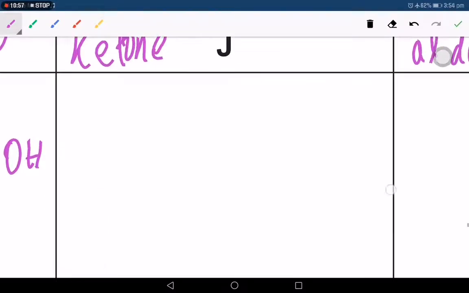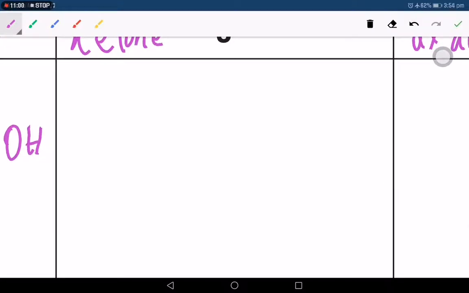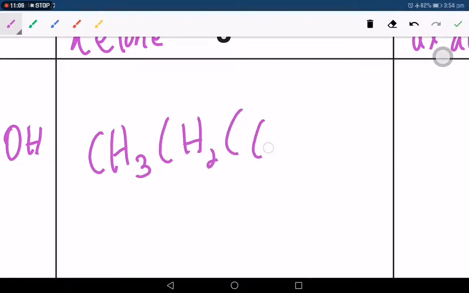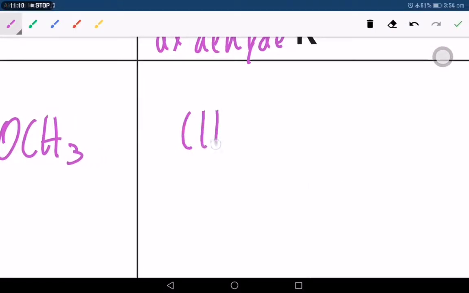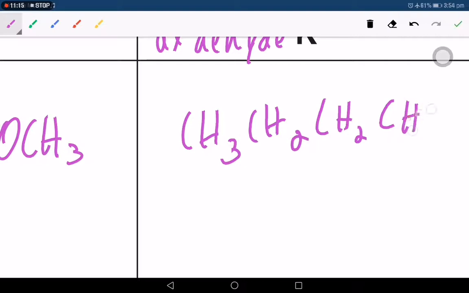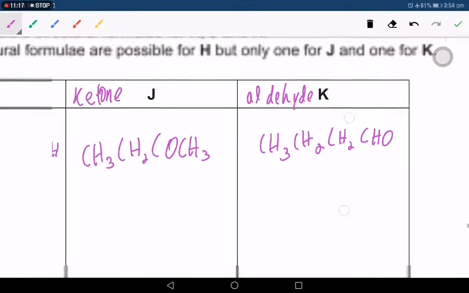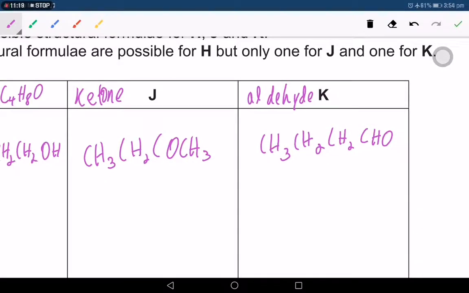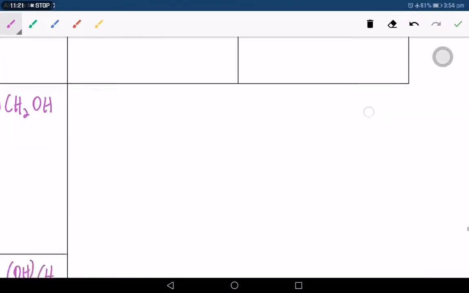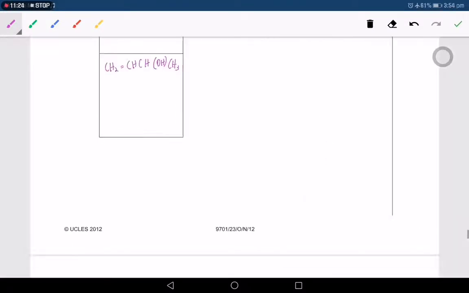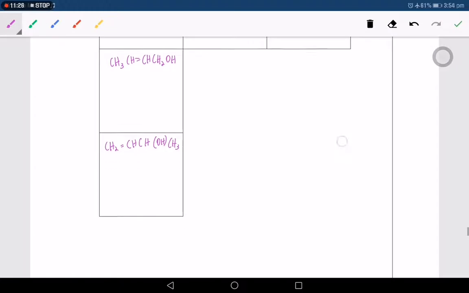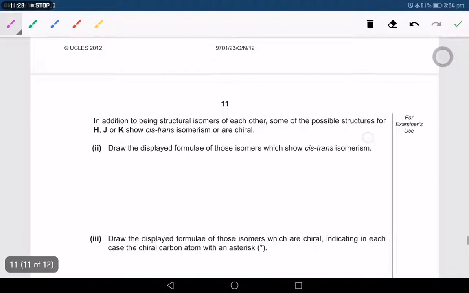J is obviously a ketone, which means it has a non-terminal carbonyl carbon: CH3, CH2, CO, CH3. An aldehyde has a terminal carbon: CH3, CH2, CH2, CHO. So you can see it's the same, except that I moved the O here and there. So they have 3 of H, so they probably wouldn't be asking you a lot about H.